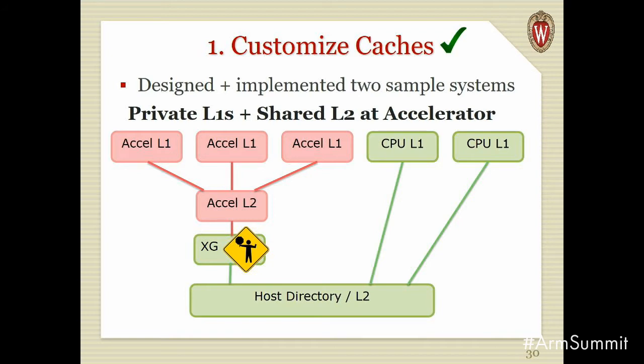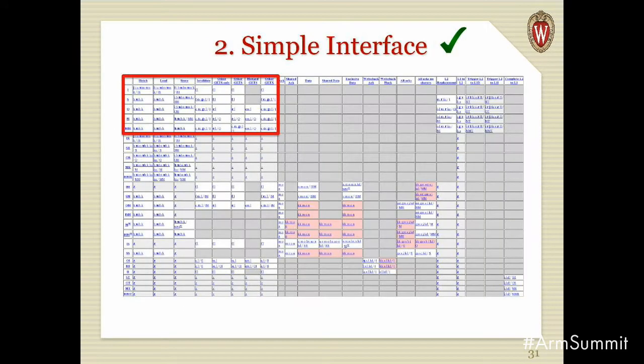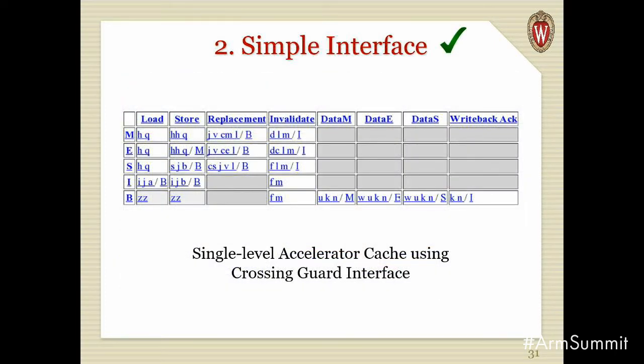And again, there's a Crossing Guard agent that's going to ensure that whatever it does when it talks to the green host directory and L2, it's going to do so correctly. Rather than requiring the accelerator implementers to implement the big scary table correctly, they can get by with a much simpler protocol implementation.